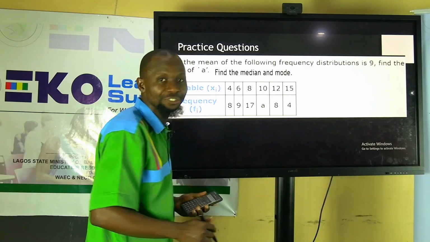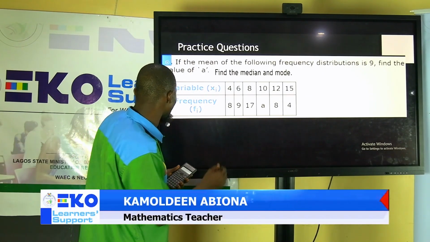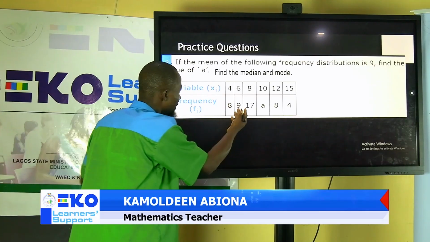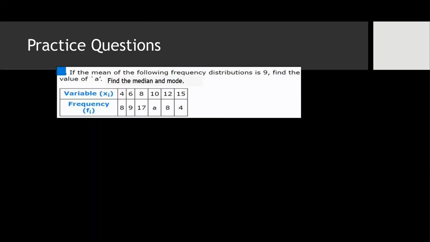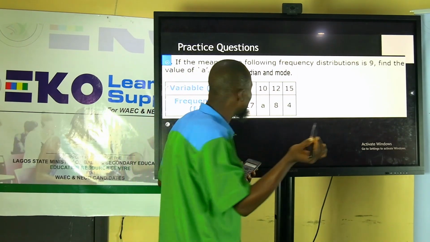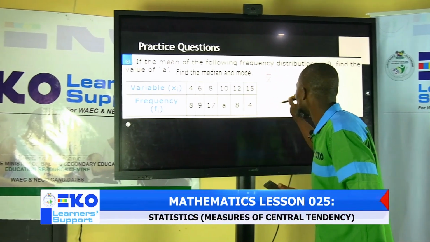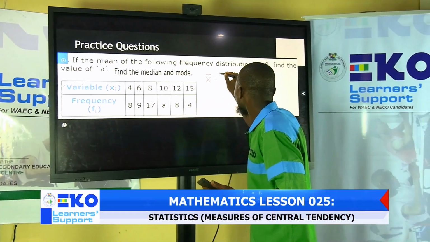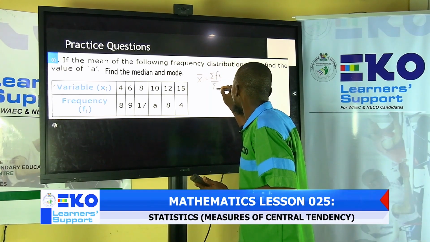Okay, so I hope you enjoyed the question. So let's solve it together. I don't need to draw another table. Let me just make use of this table here. All right, the mean, we have been given the mean. So what's the formula for the mean again? The mean is summation fx over summation f.